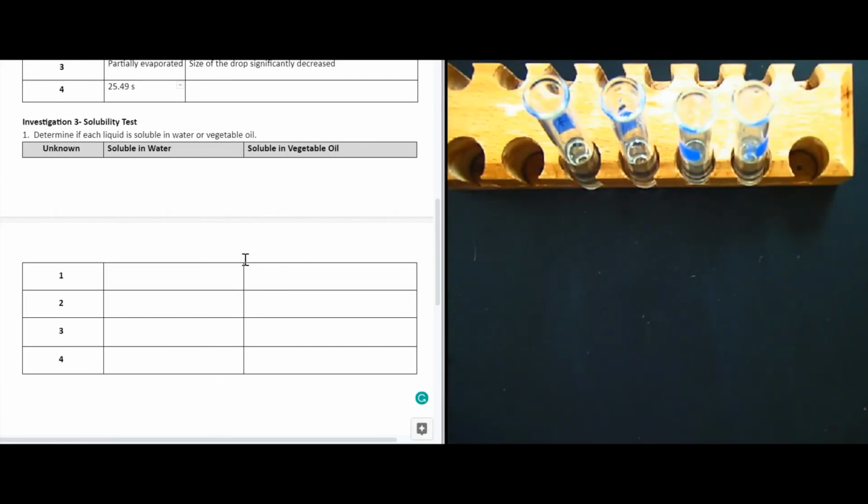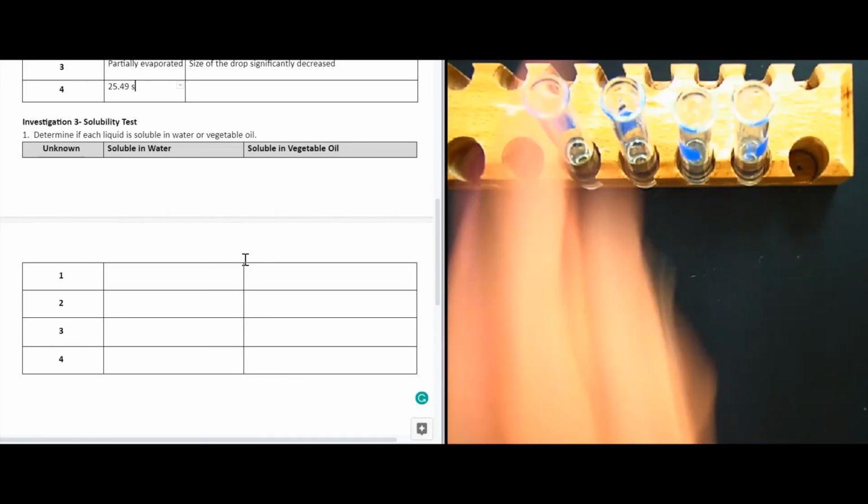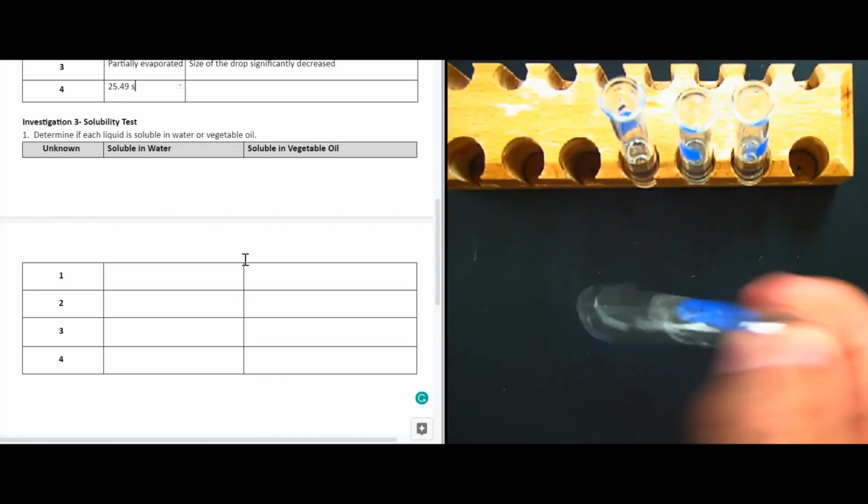So if they're soluble, what we are looking for is that the liquids are mixing in all proportions. We say those two solutions are miscible. If they are insoluble, what we're going to see is a clear separation between the two liquids. Think about oil and water. Oil and water don't mix, they're going to separate. So if something is insoluble, we're looking for separation.